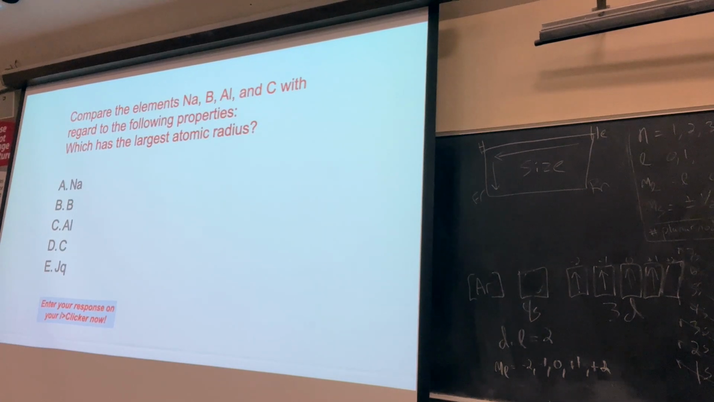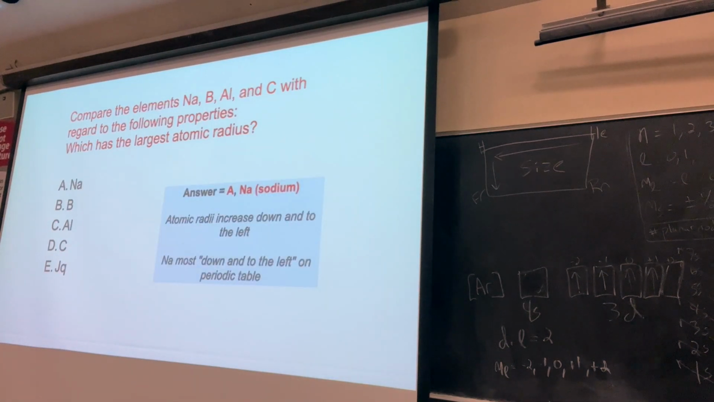Okay, so in this problem, we have sodium, aluminum, boron, and carbon. Those are the 4 things we're thinking about. And left and down literally means going left and down on the periodic table. So boron is more left than carbon, aluminum is more down than boron. But as you can probably see, sodium is the most left and down on the periodic table. So we would predict that the one with the largest atomic radius would be sodium.